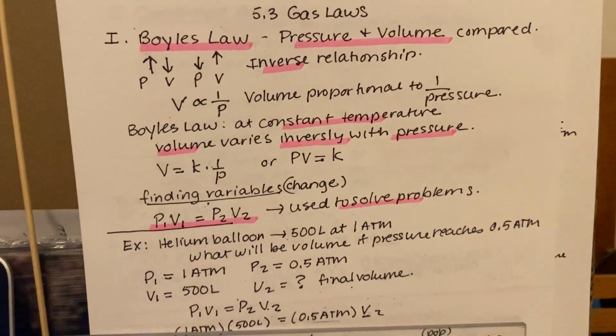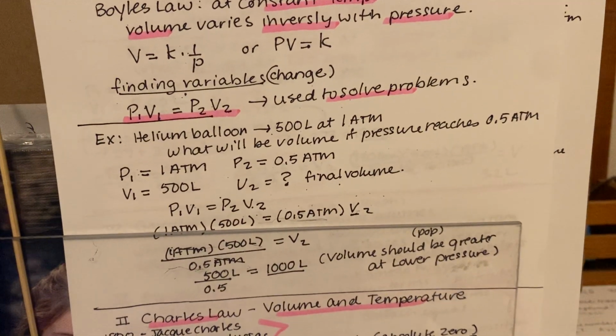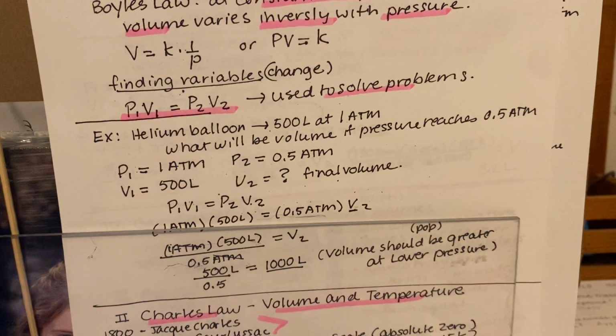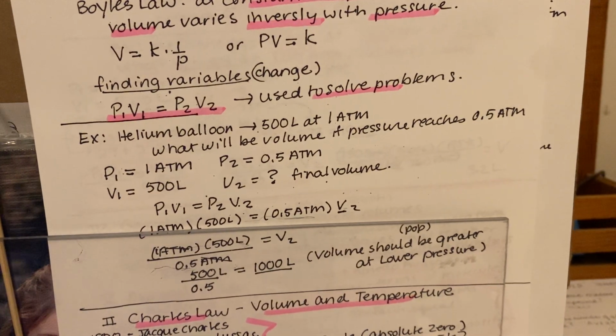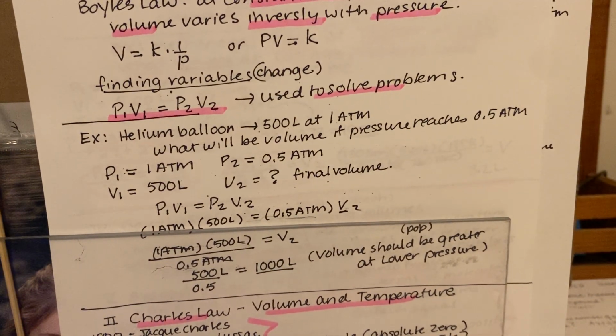So the example in your book says, let me go ahead and read it here. A flexible helium-filled weather balloon has a volume of 500 liters at a pressure of 1 atmosphere. What will be the volume of the balloon when it reaches an altitude at which the pressure is only 0.5, or half atmosphere? Assume the temperature has to be constant for this to work.